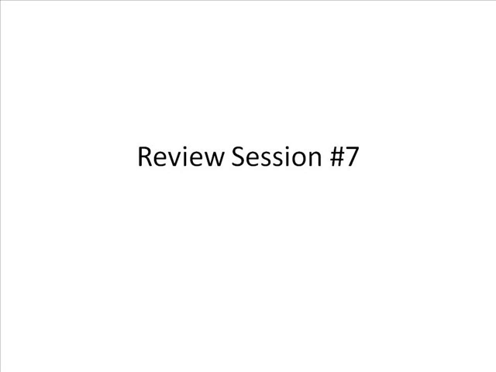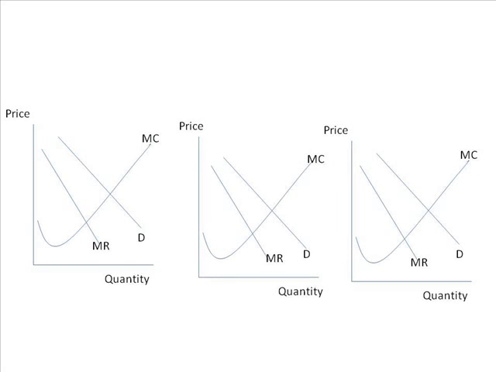Review session 7, imperfect competition. So that includes monopolistic competition, oligopoly, and monopoly. Remember, monopolistic competition is more like competition. Oligopoly is more like monopoly. So it is a sliding scale. And there is a surprise treasure hunt question in this review session.